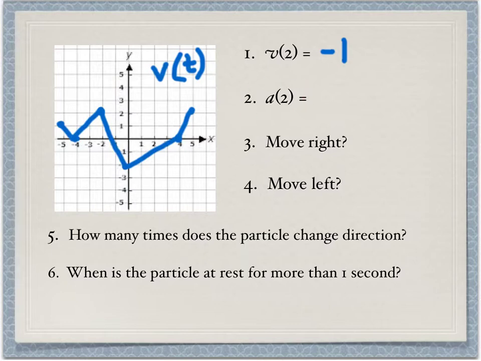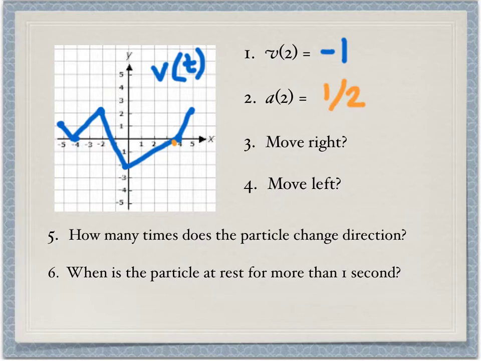And now remember that acceleration is the derivative of velocity, and in a sense, graphing-wise, it means the slope. So what is the slope right here at 2? Well, it's a constant slope, it looks like, and I can tell it's going to be up 2 and over 4. So my answer here is actually going to be positive 1/2, because that's the slope of that particular line.